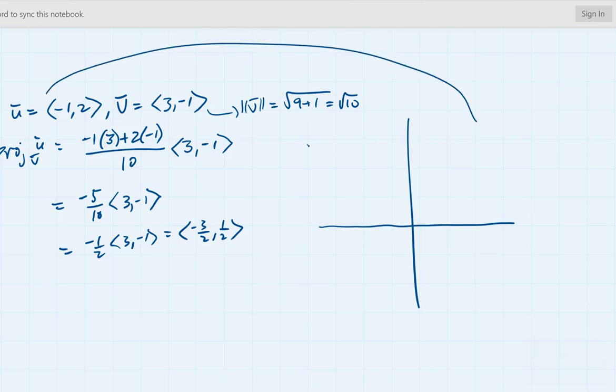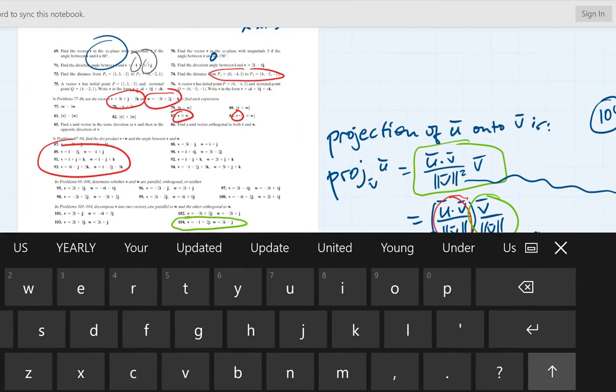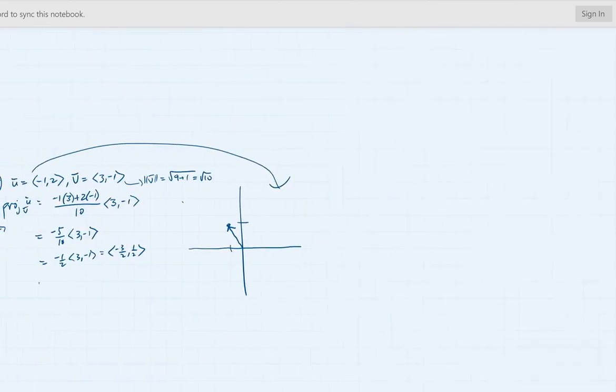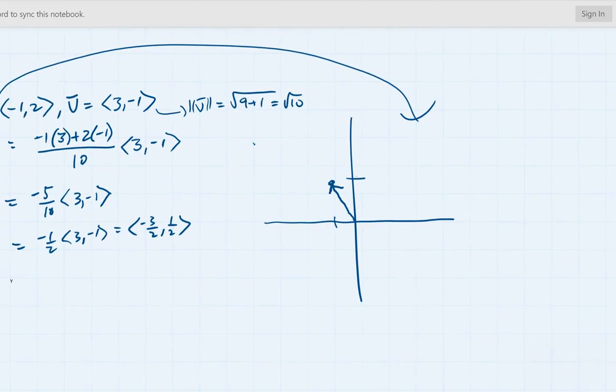So let's pull u over. u is -1, 2, so it's -1 and up 2. That ends here. Yeah, -1, 2. And now v is 3, -1. So I'm going to go over 3: 1, 2, 3, and maybe this is -1 there. So now v is over here.